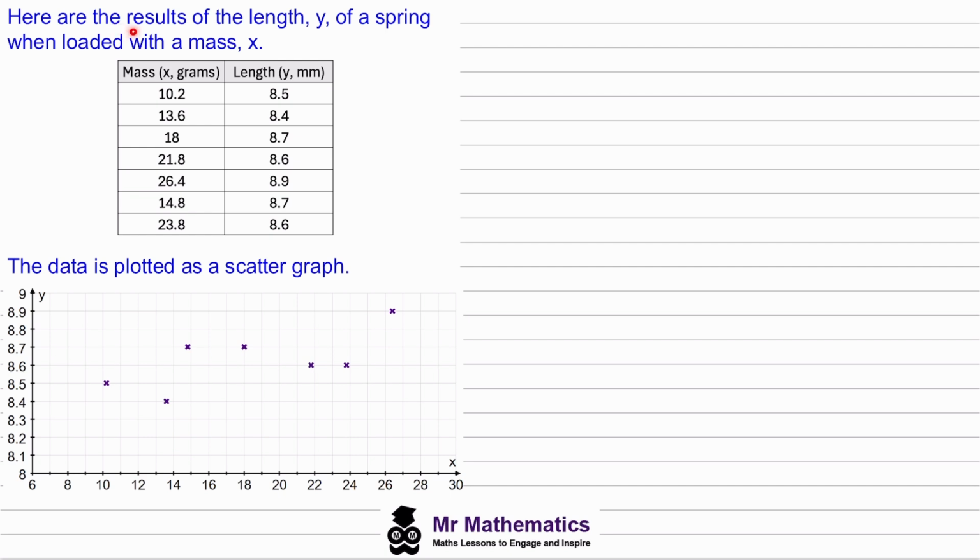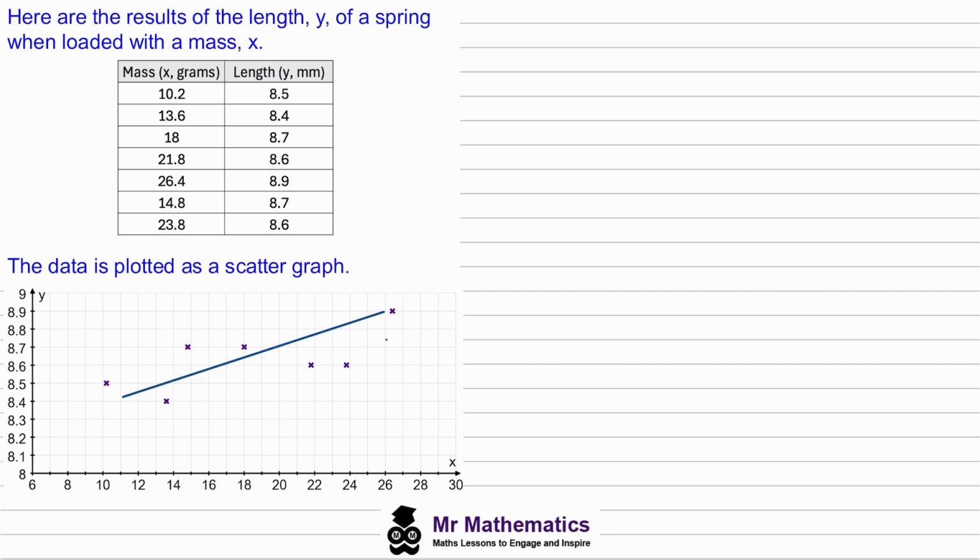So we're given that here are results of a length y of a spring when loaded with a mass we're calling x. And the data is plotted as a scatter graph here. We should know from GCSE that the data shows a positive correlation. You can see the upwards trend. So this means we can draw a line of best fit. And this follows the trend of the data, so we have as many points above the line as we do below it. Now for A-level maths, this is called the line of regression.